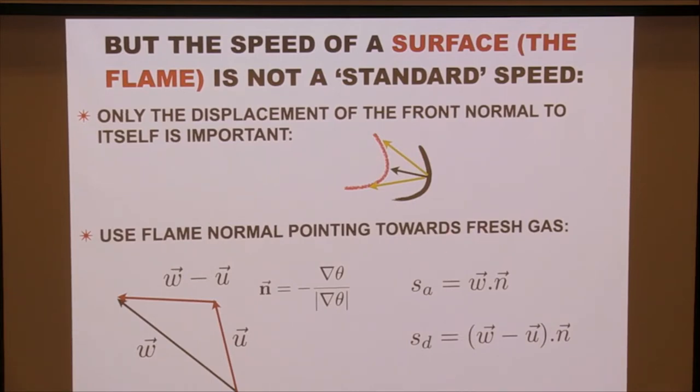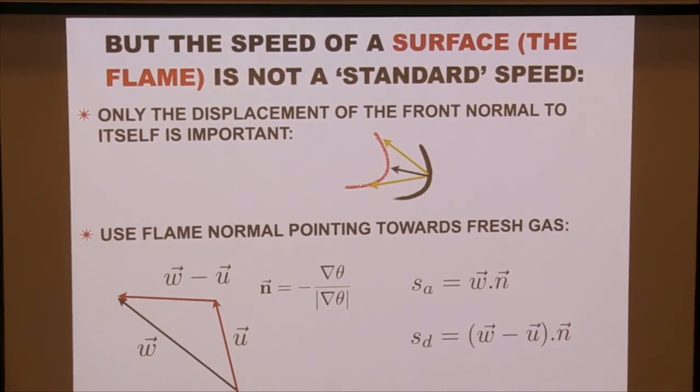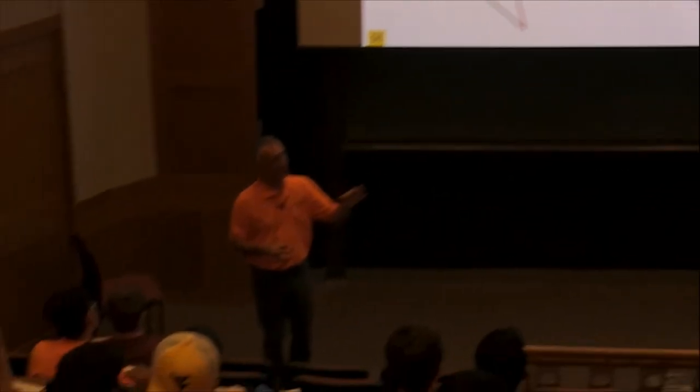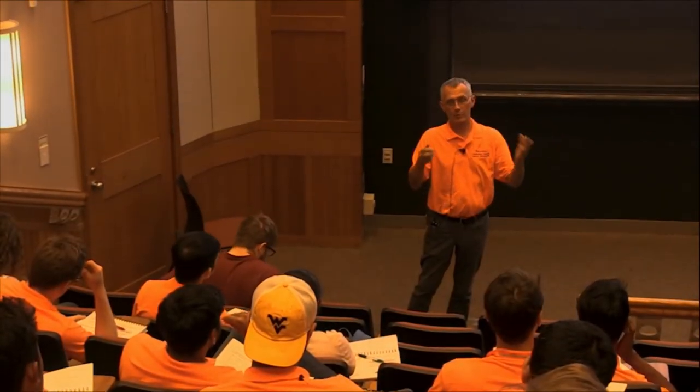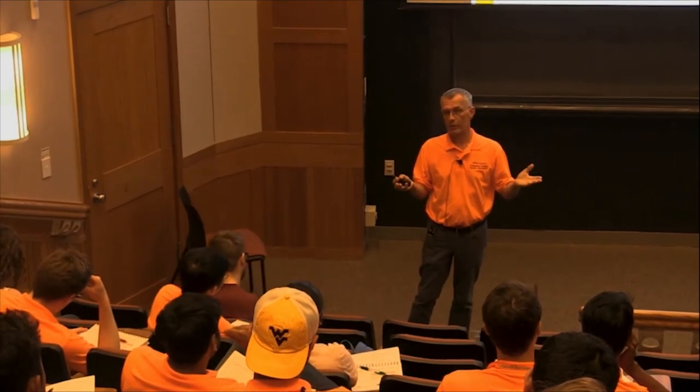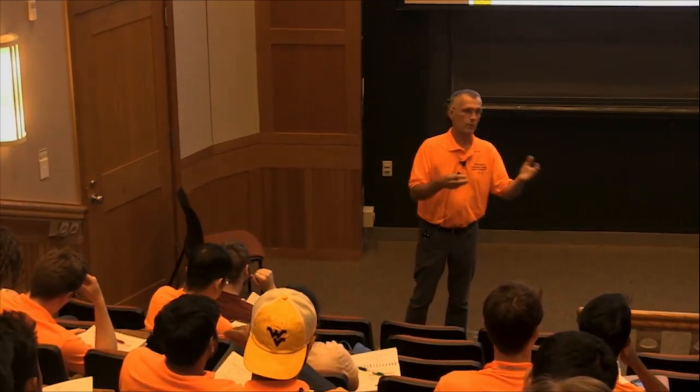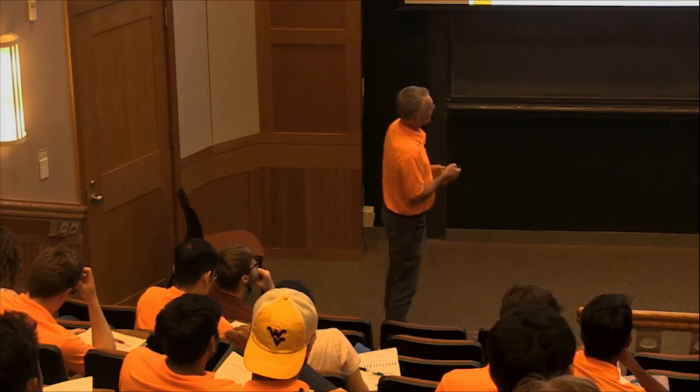So how do you measure the normal? The normal is the gradient of the temperature normalized by its modulus. That gives you a vector for the flame, and then W dot N will be what we call the absolute flame speed. So the absolute flame speed is really the speed at which you see a flame moving. If I would ignite a flame here, you would see it moving, so you would take the point here, divide by the time, and it would give you the absolute flame speed. It depends on the reference frame in which you are sitting, okay? If you're moving with the flame or not. So that's the absolute flame speed.